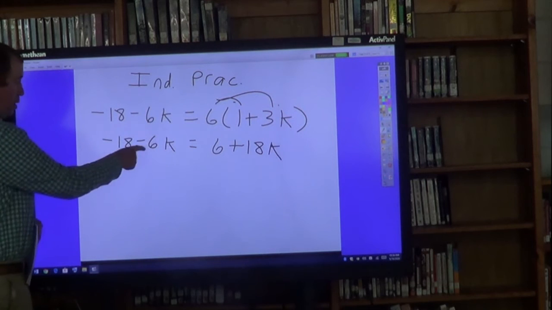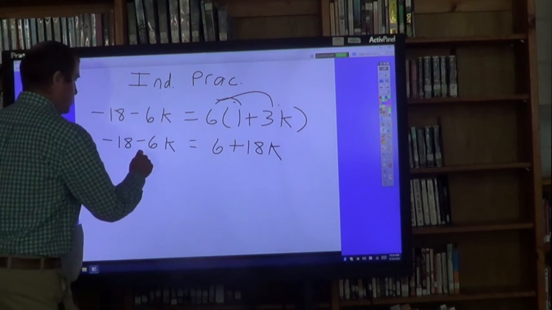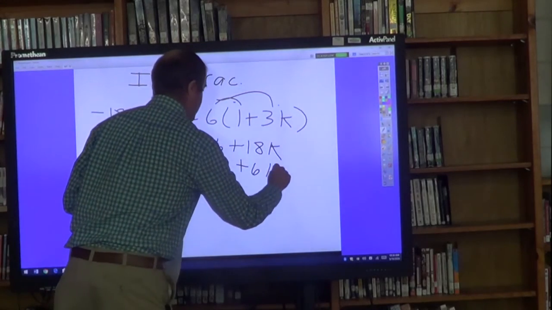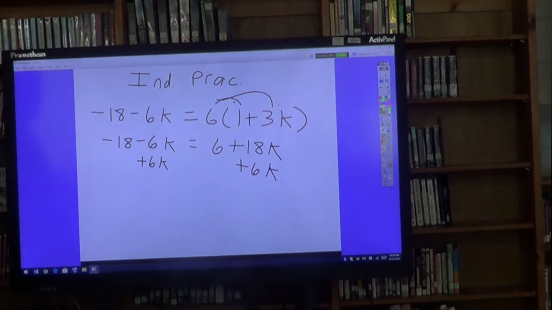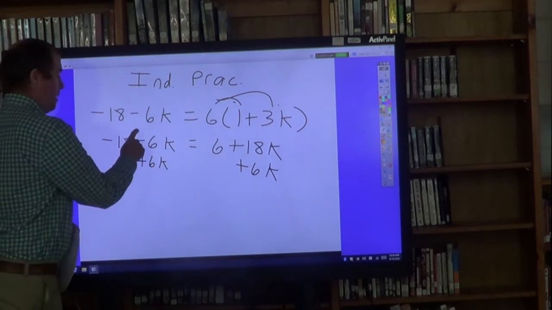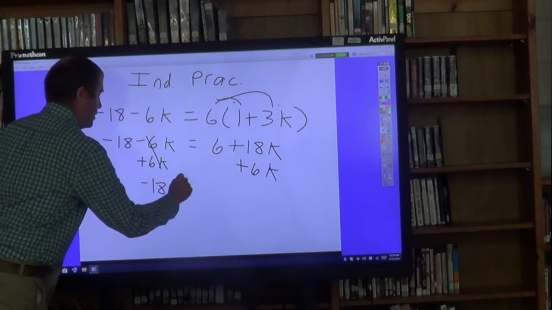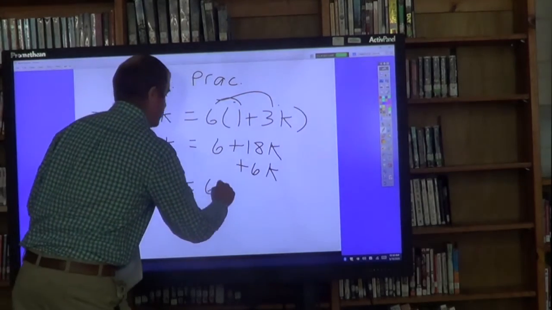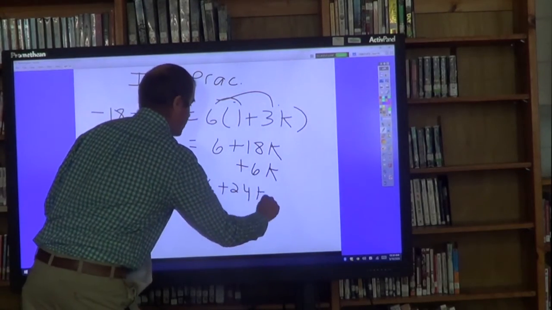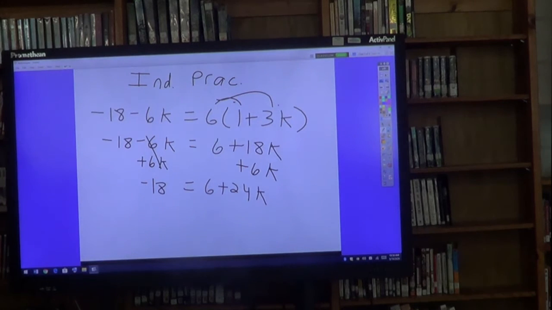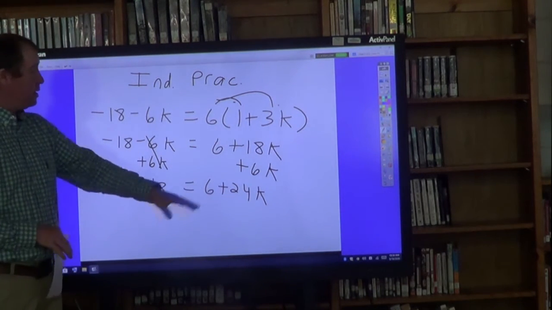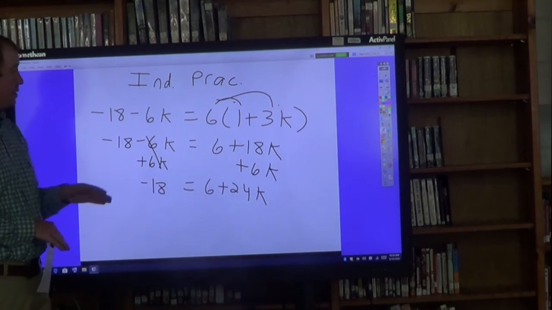I'm going to get rid of my smallest one. So I'm going to add 6k. Add 6k. That's going to go away. Negative 18 equals 6. That's going to be positive 24k. And now I'm back to a two-step again. This time my letter is over here. Wherever the letter is, I'm going to leave him. I'm not going to start jumping stuff.